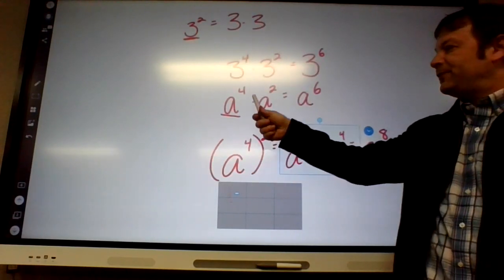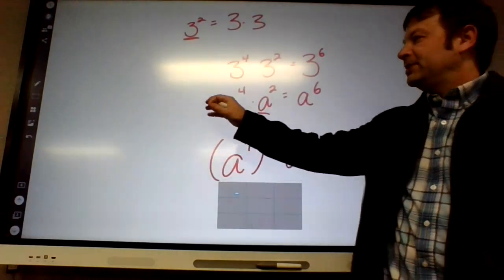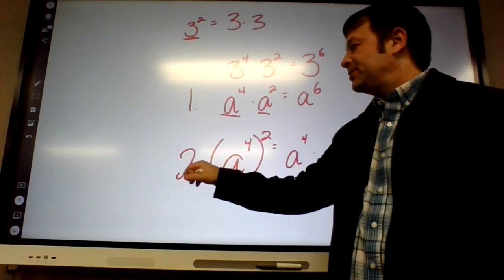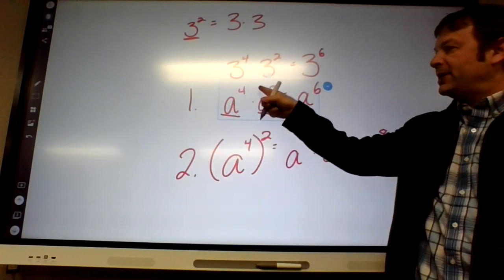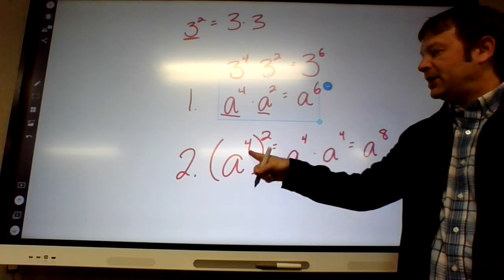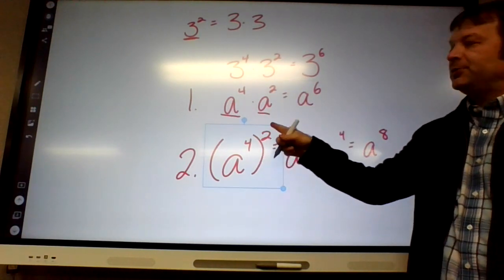Do you guys see the difference between this and this? This is part of the problem, that people get these two confused. This one, a times a, you add the exponents. This one is a to the power of another power, you multiply the exponents.